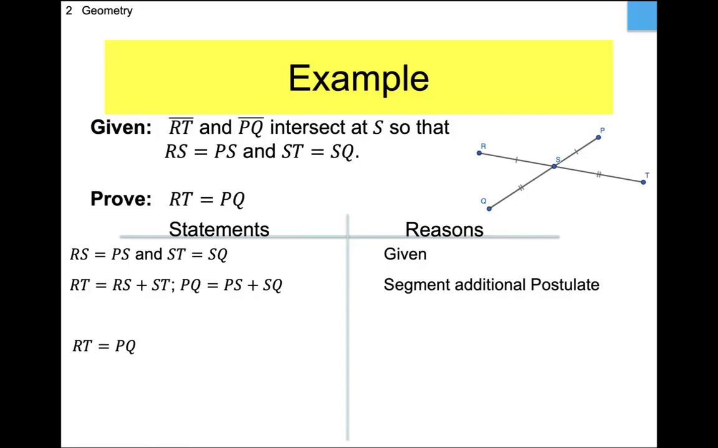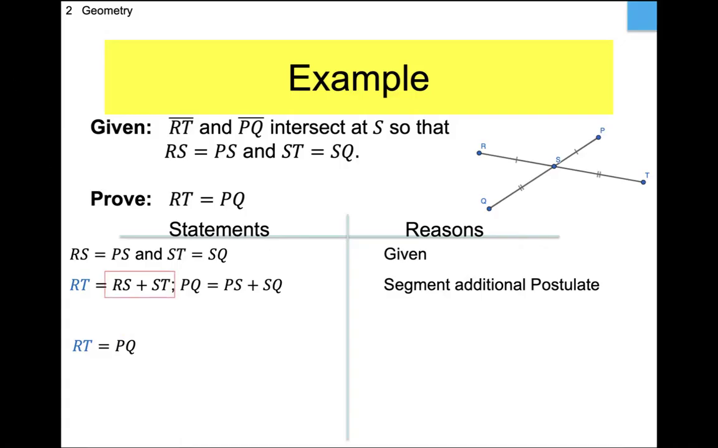Okay, so let's see. What should we write next? Well, as I look this over, I notice I have an RT here and I have an RT there. Okay, there it goes. Notice though I have a PQ here, but I don't have a PQ up here. I have an RS plus ST. So maybe if I could change that around just a little bit. So I'm going to try to change that RS plus ST.